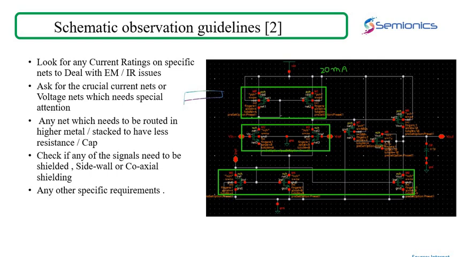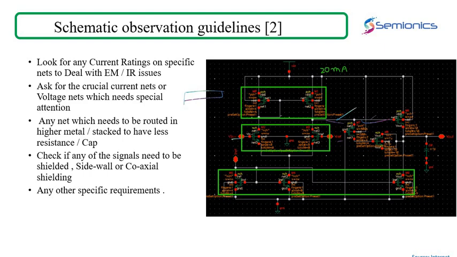Along with that you should also ask for some crucial nets. Say for differential input or differential output nets, sometimes it requires the signals to be shielded, or the signals have to have less resistance. You need to ask, are there any crucial nets I need to take care of? And are there any specific resistance values I need to meet for specific nets? You need to check that with your designer.